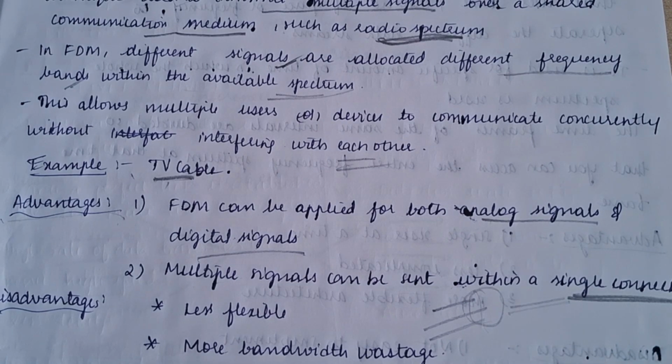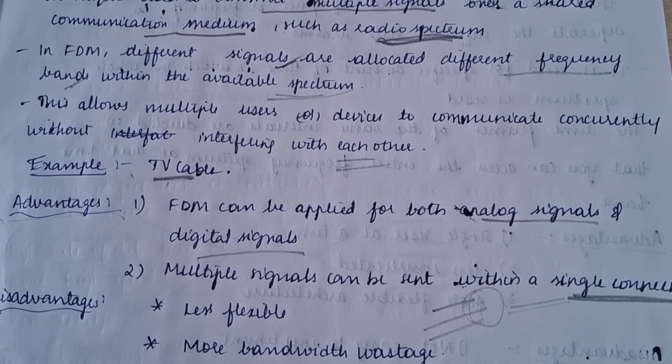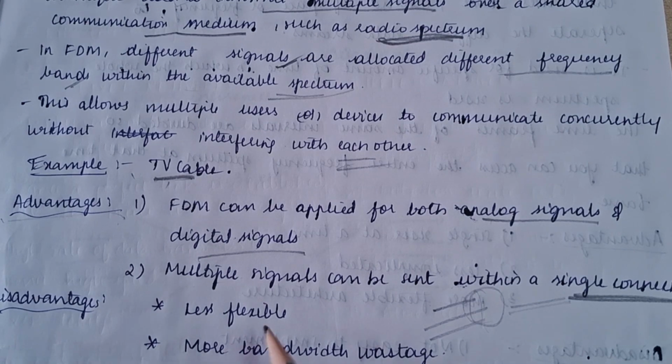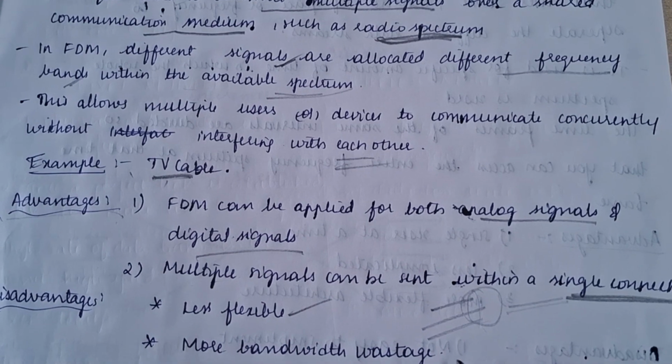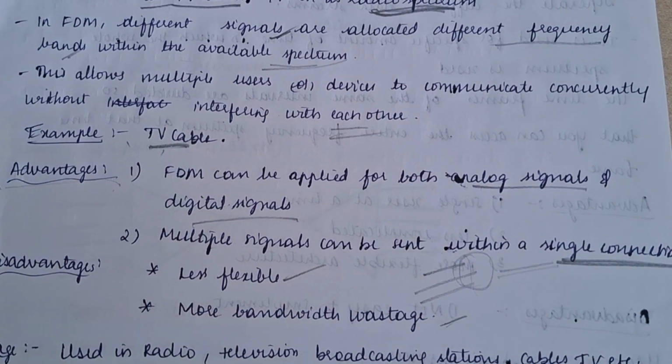In a wire, there are too many wires, and these wires will be sharing some information into a single one, right? That is the best example, whereas in TV cables we can see that kind of wires. Disadvantages are it is very less flexible and more bandwidth wastage will be there.